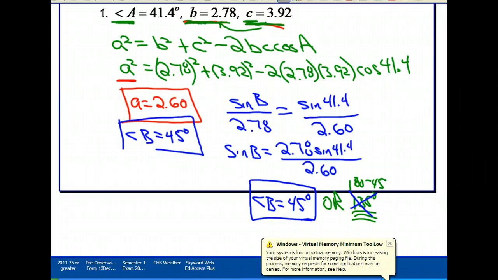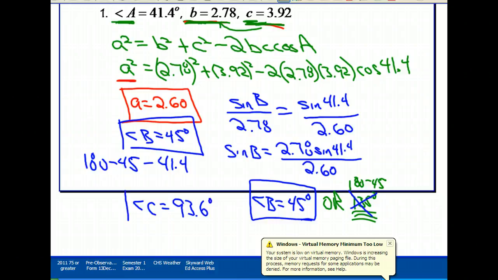And then angle C is easy. Let's go 180. We'll take off the 45. How much was angle A? 41.4. And we get angle C equals 93.6. And I'm glad I didn't use the law of sines to figure that one out, because I would have gotten an 87.4 or 93.6.